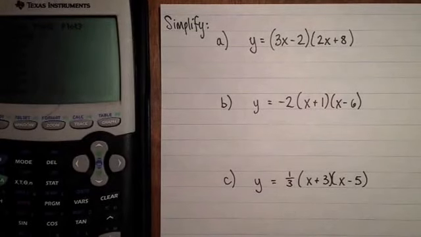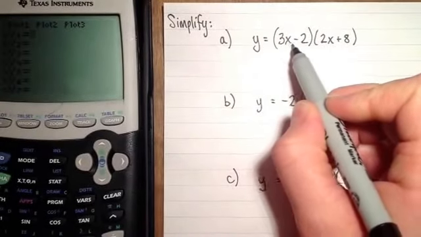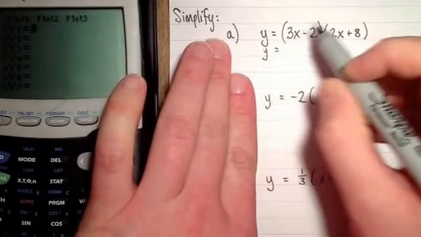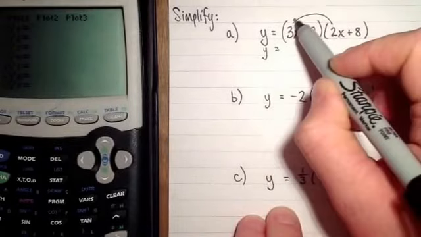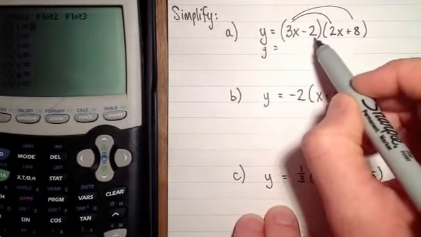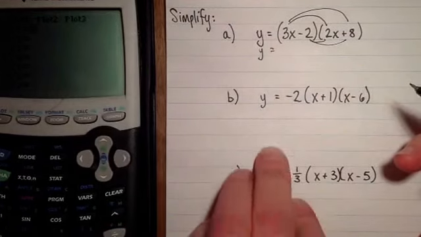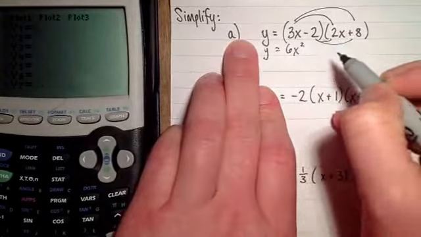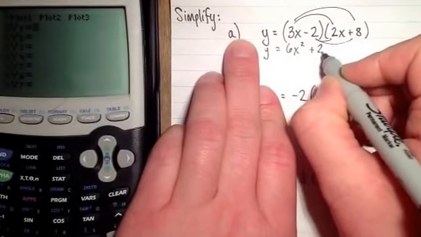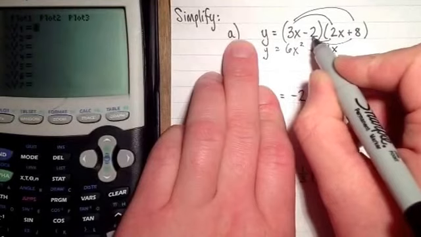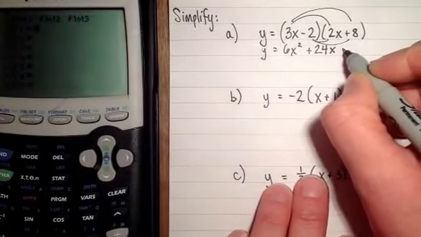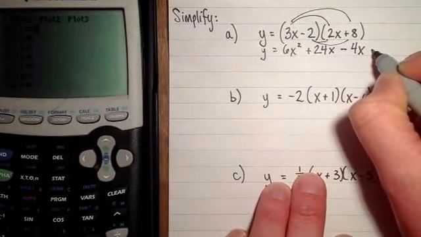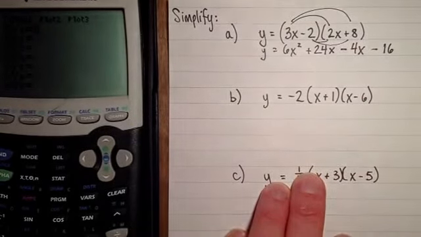Okay. So we've got y equals, in the first one, (3x minus 2)(2x plus 8). So what we have to do is multiply every term in the first bracket by every term in the second bracket. So there should be 4 terms on the next line. 3x times 2x is 6x squared. 3x times 8 is 24x. Negative 2 times 2x is negative 4x. And negative 2 times 8 is negative 16.